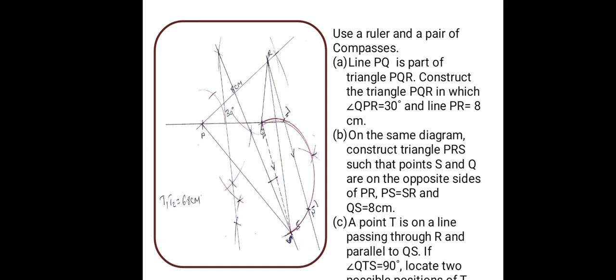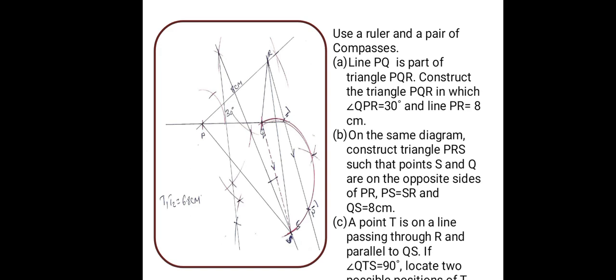Use a ruler and a pair of compasses. A. Line PQ is part of triangle PQR. Construct the triangle PQR in which angle QPR is equal to 30 degrees and line PR is equal to 8 cm. B. On the same diagram, construct triangle PRS such that points S and Q are on the opposite sides of PR.